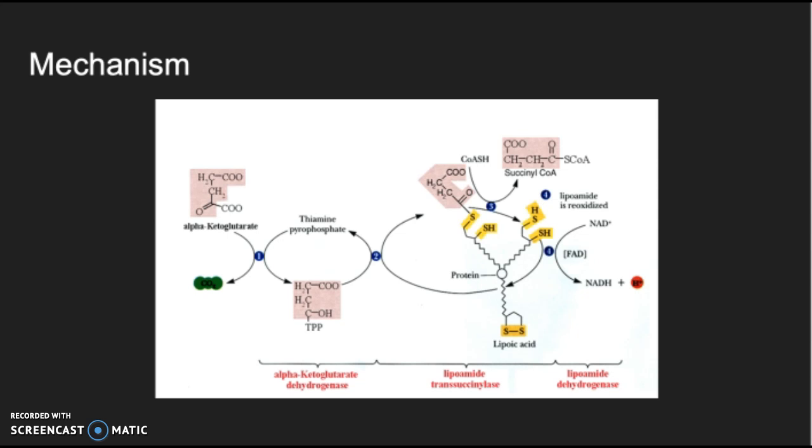Just like the pyruvate dehydrogenase complex, this alpha-ketoglutarate dehydrogenase complex uses TPP, CoA, lipoate, FAD, and NAD as cofactors and also has E1, E2, and E3 steps that take place.